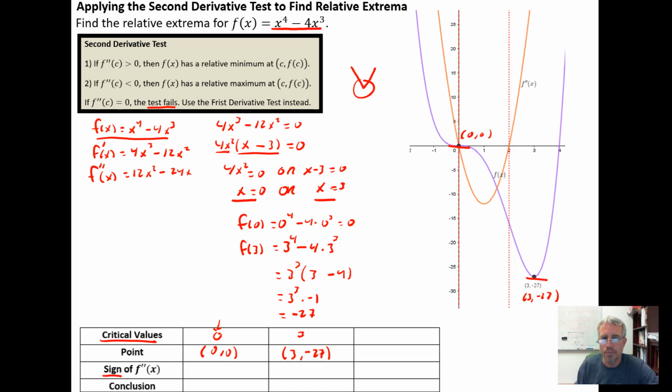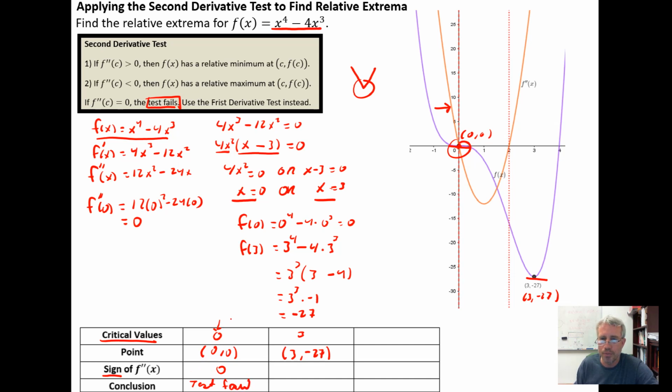And then if we plug in 0, we get f double prime evaluated at 0 equals 12 times 0 squared minus 24 times 0, which evaluates to 0. And that's the tangent graph here intersecting 0 there. So the second derivative is 0, and that tells us the test fails. The second derivative test is inconclusive. The sign wasn't positive or negative, it was 0. So the second derivative test fails.